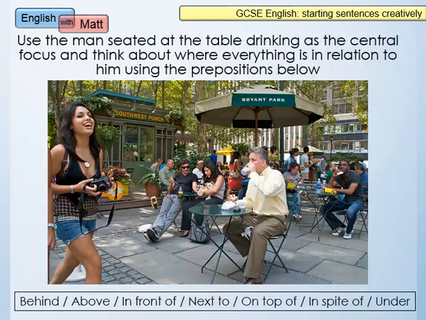So now it's your turn. Here we have a different image. I want you to use the man seated at the table at the front drinking as the central focus and think about where everything is in relation to him in the image using the 7 prepositions below. So we have behind, above, in front of, next to, on top of, in spite of, and under. So you can pause the video now and have a go at writing 7 sentences with each of those prepositions at the beginning, or you can carry on watching this video and I can show you some possible examples.